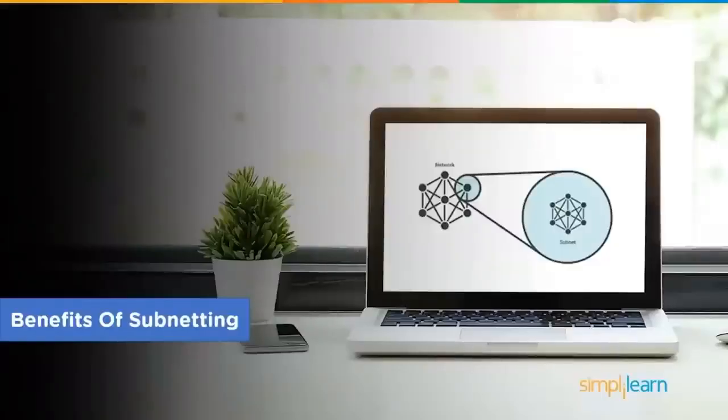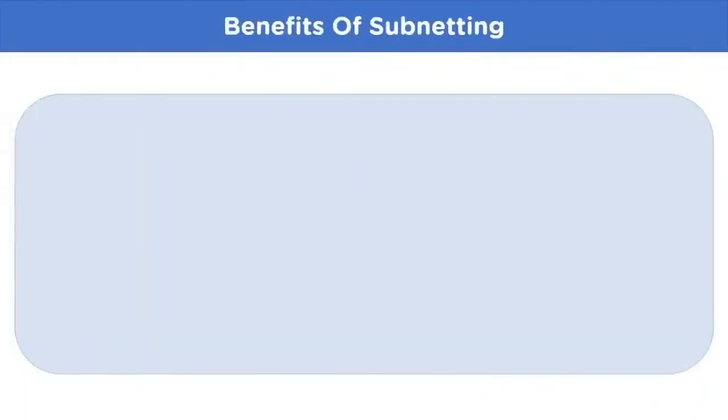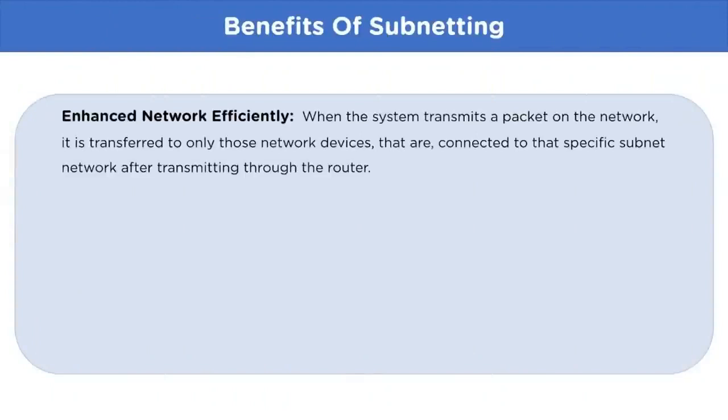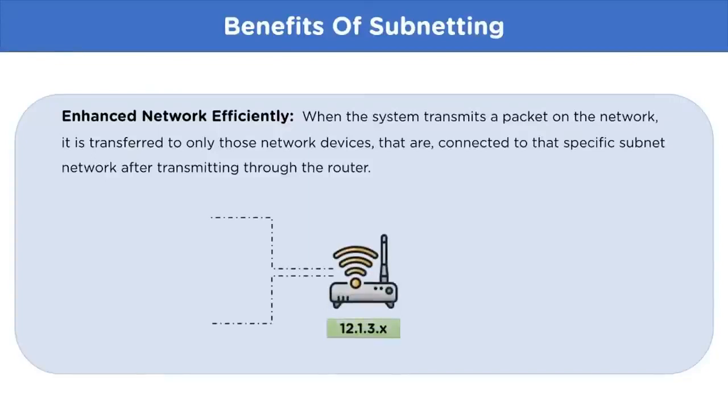Let's move on to the benefits of using subnetting, where the first benefit is enhanced network efficiency. Through the application of subnetting, we can share data to a specific portion of the network rather than broadcasting to the whole network, causing unnecessary traffic in the channel, as shown in the example.